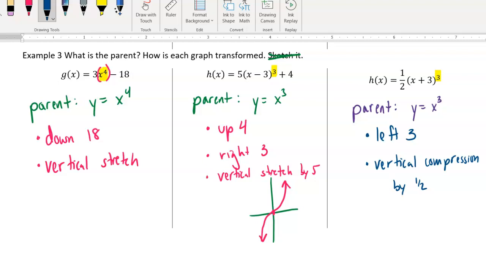And then all those numbers impact or transform the graph. The plus 3 is happening inside the parent function. It's inside the parentheses that are being cubed, so we do the opposite. The fact that it says plus 3, remember, means it moves to the left 3 units. Then that 1/2 means it's being compressed vertically by 1/2 the size, or a vertical compression by 1/2. So that's it. That's all we're dealing with here with transforming functions. Good luck now as you work on your assignment.